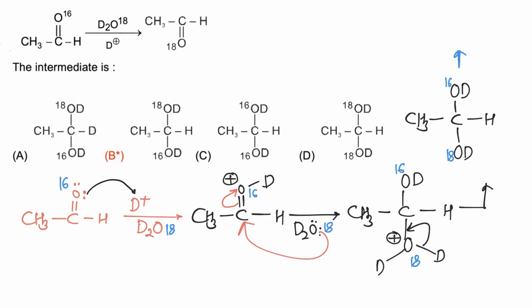Finally, a D2O molecule will be removed and it will finally be converted to CH3 double bond O 18 H. So this is the final product which is formed through this intermediate, and hence the correct answer is B.